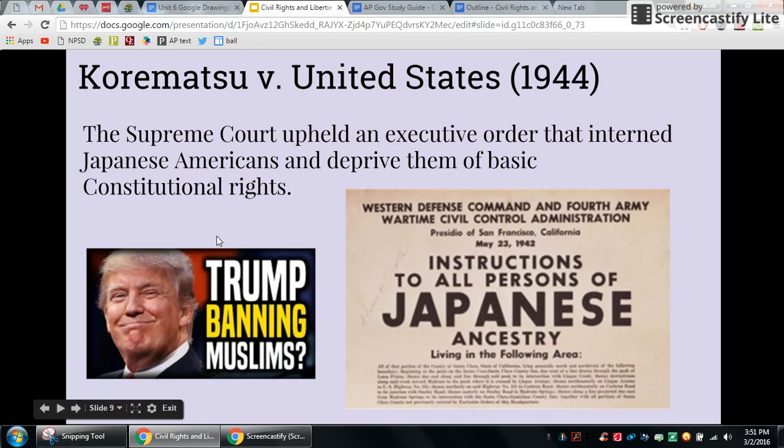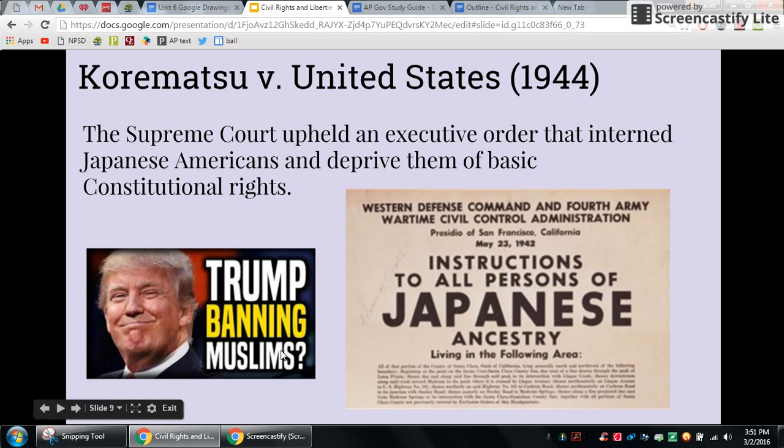Moving on to Korematsu versus the United States. The Supreme Court upheld an executive order that interned Japanese Americans, putting them into internment camps, which deprived them of their basic constitutional rights. Kind of a bad part of U.S. history here. We kind of regret that. So basically, the U.S. was putting Japanese people in a concentration camp, and someone sued the U.S. government, and the Supreme Court said the U.S. government is okay to do that anyway. Looking back, not so smart when it comes to history, but we see that coming up again.